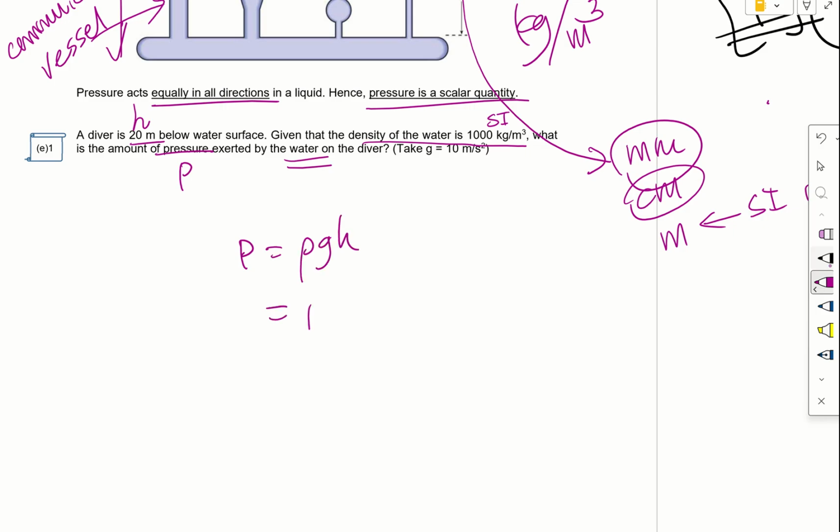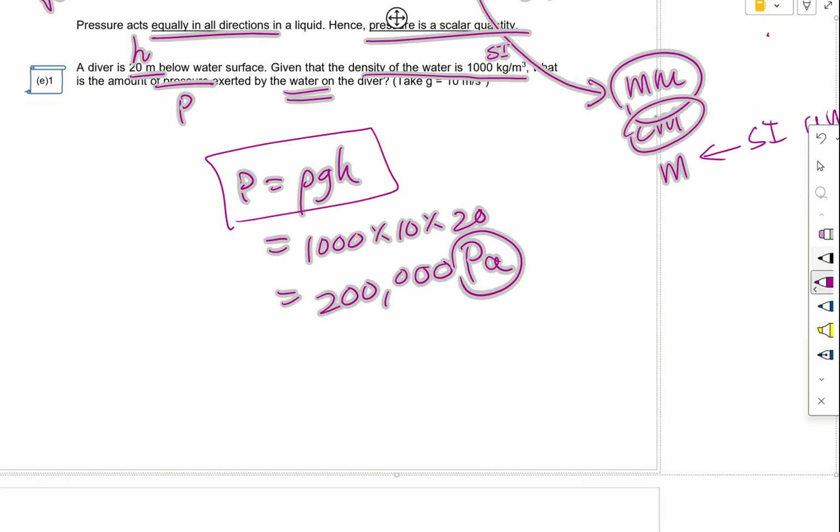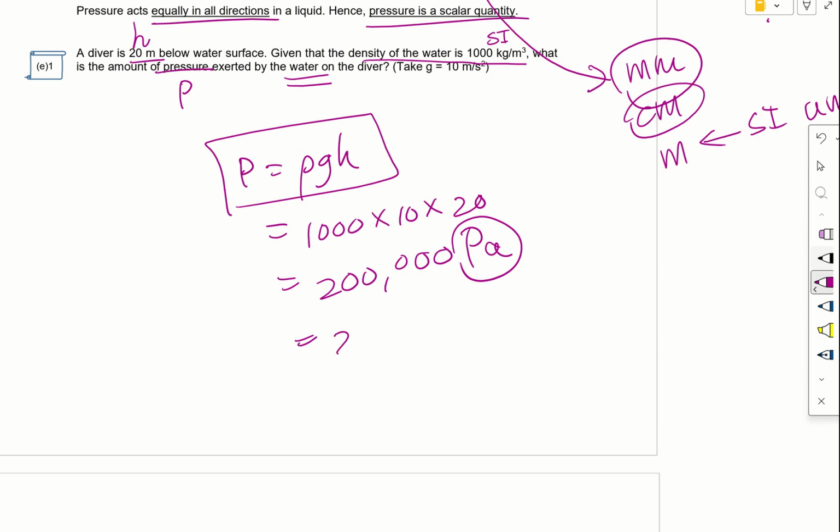We know our density is 1000, the g is 10, the height is 20, so you multiply together will be 200,000 Pascal. Because everything was in SI unit, we can leave the answer in SI unit, and for this formula, it's an SI unit formula. So you can leave it in 200,000 Pascal or 200 kilopascal.